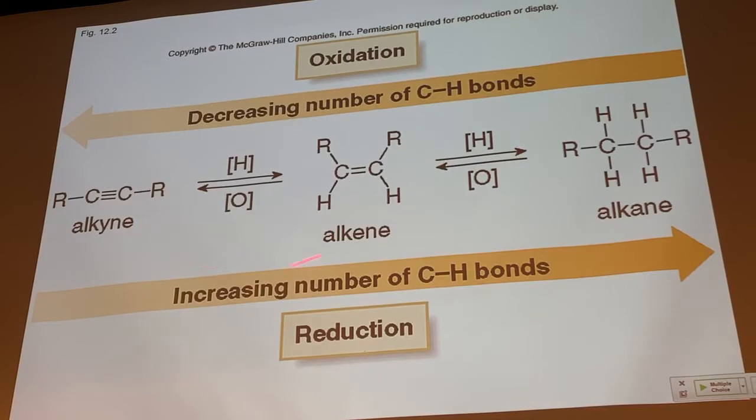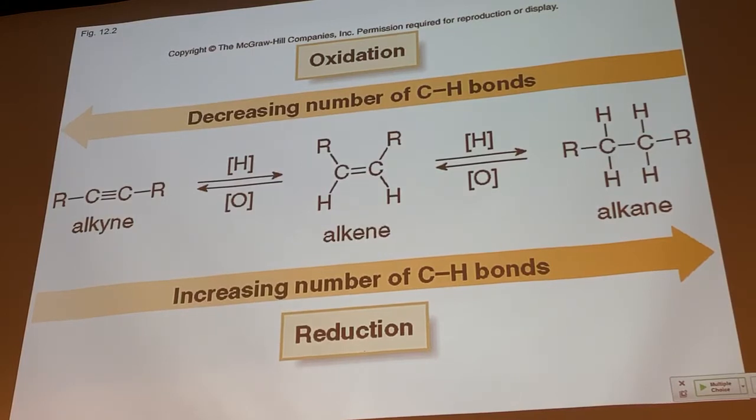Okay? So these two figures show us relationships between different classes of compounds and whether it would be an oxidation or a reduction to generate those compounds. Any questions? Okay. So let's talk about types of reducing agents.